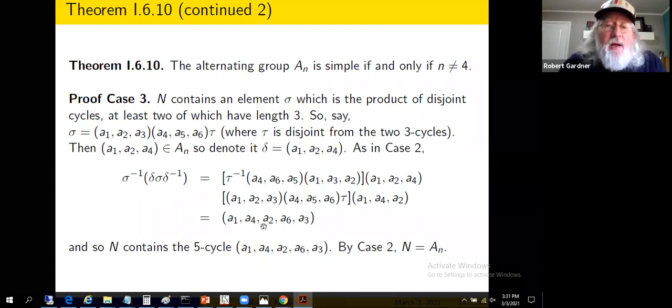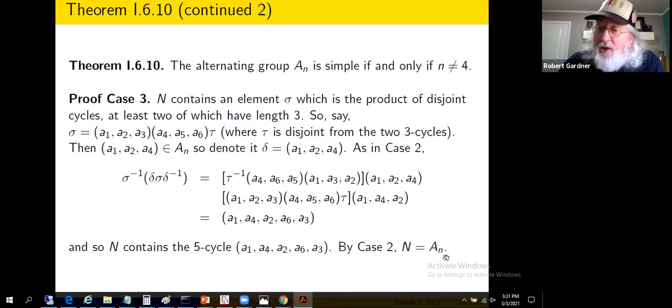So now we've got that capital N contains a 5 cycle. But hey, in case 2, we showed if capital N contains a cycle of length 4 or greater, then N equals A sub N. This one contains a 5 cycle. Well then, as in case 2, N equals A sub N.